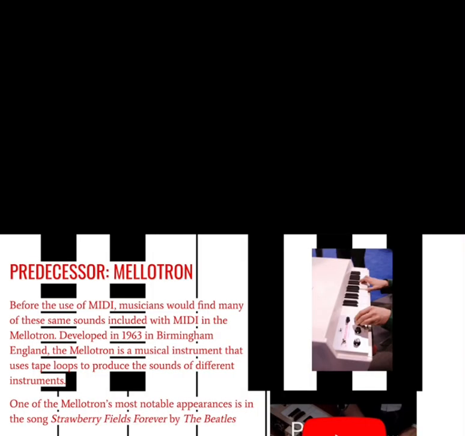Before the use of MIDI, musicians would find many of these same sounds included with MIDI in the mellotron. Developed in 1963 in Birmingham, England, the mellotron is a musical instrument that uses tape loops to produce the sounds of different instruments. One of the mellotron's most notable appearances is in the song Strawberry Fields Forever by the Beatles.